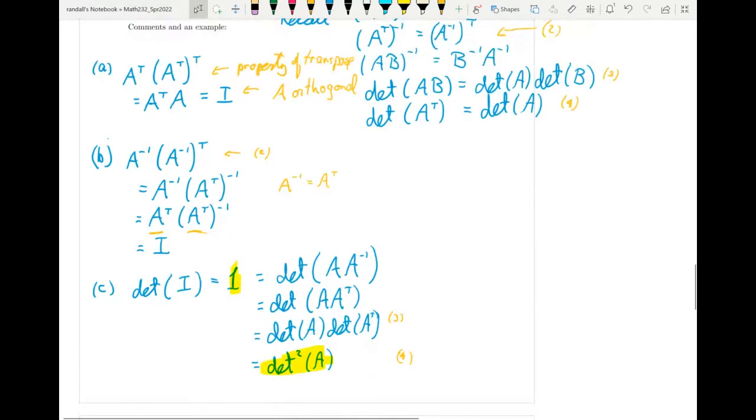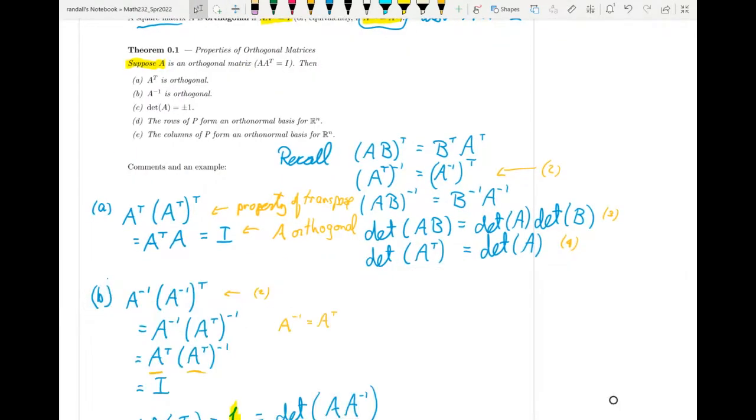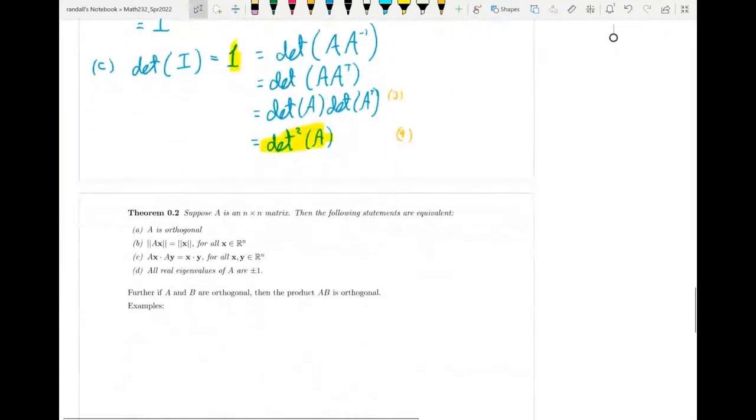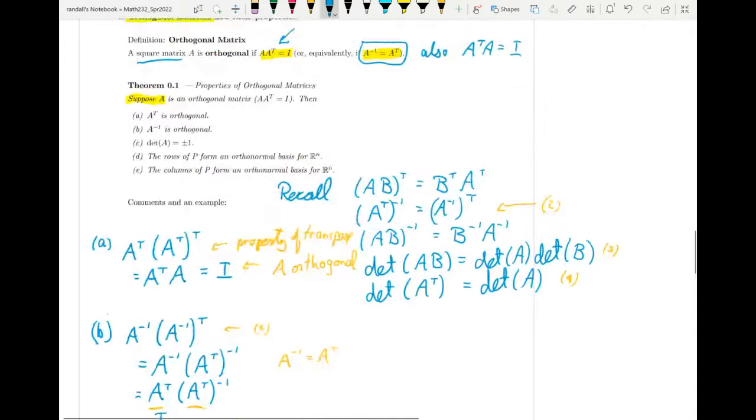Okay. What else do we have here? Yeah, D and E. So let's do those. So D and E are saying that the rows and the columns form an orthonormal set. That's very important. So D is the rows form an orthonormal set. Let me write it down here. Rows of A. Does it say P up there? It should say A. Yeah. Sorry. So let's just make a change here. So I'm going to actually white that out.